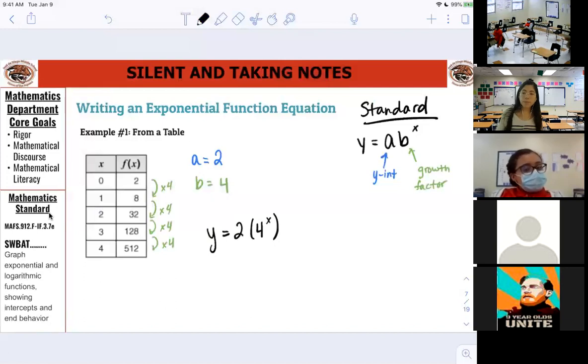Oh, I have a question. Go ahead. You know where the exponent x is? Will it always be 4 to the x? Whatever that b is, whatever the growth factor is, that goes to the power of x, yeah. Okay. Let's do another one.